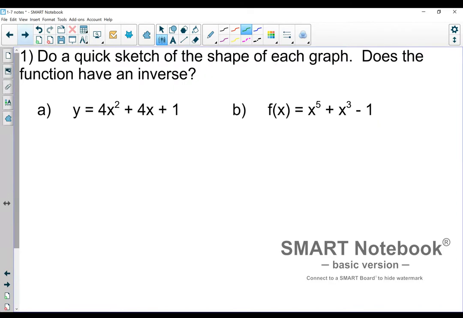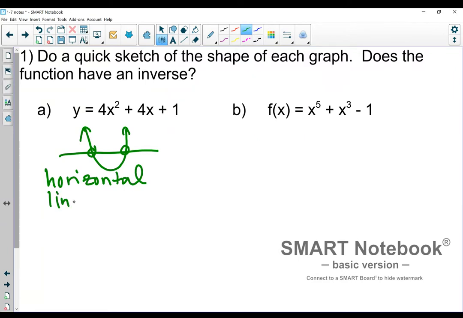So we're going to do a quick sketch of these graphs and predict whether or not the inverse is a function. So the first one I notice is a +4 and it's an x squared, so I know quadratics look like this. And so if I draw a horizontal line, because I want to know about the inverse, it crosses twice. And so for a horizontal line, if it's more than once, our answer is no. So the horizontal line crosses twice, which means that no, the inverse is not a function.